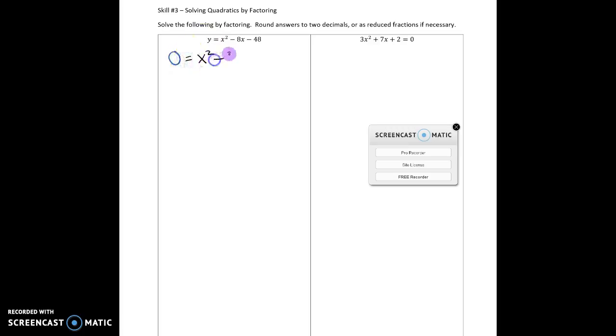And that's because, remember, when you're solving quadratic equations, you're finding the x-intercepts. The definition of an x-intercept is when y equals 0. So that's why you're setting your y equal to 0, because you're really finding the x-intercepts.